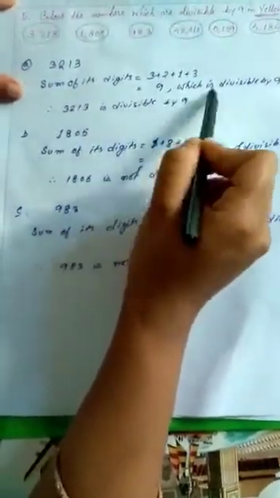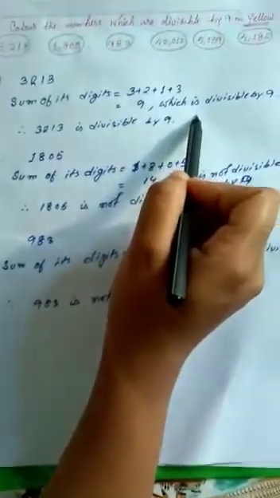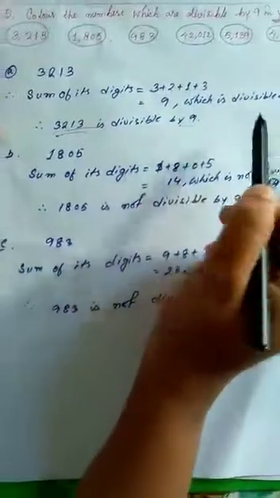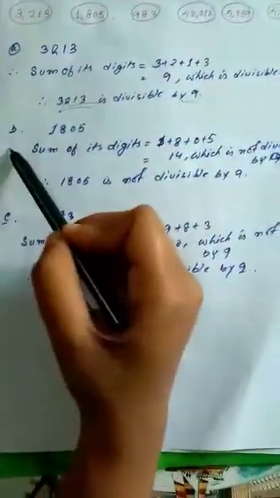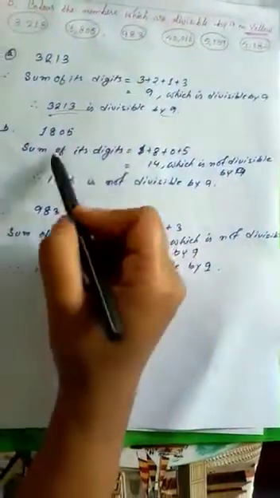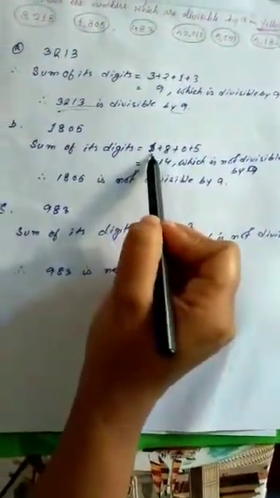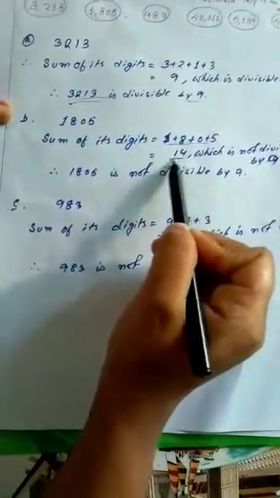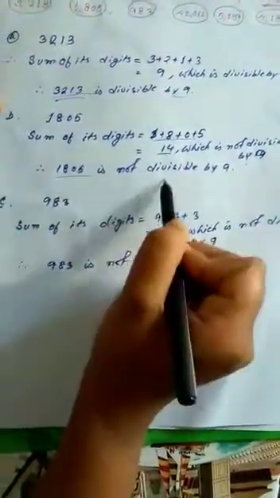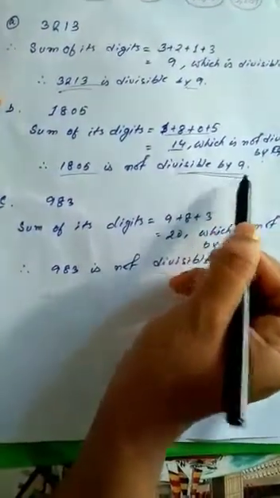So 9 is completely divisible by 9, as 9 ones are 9. So the whole number will be divisible by 9. Okay children, the next number, B, I have taken here is 1805. In the same way we find the sum, and we get 14, which is not divisible by 9. Therefore this complete number is not divisible by 9.